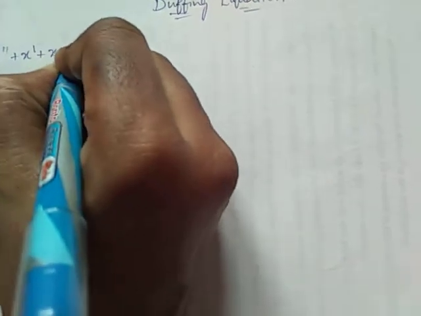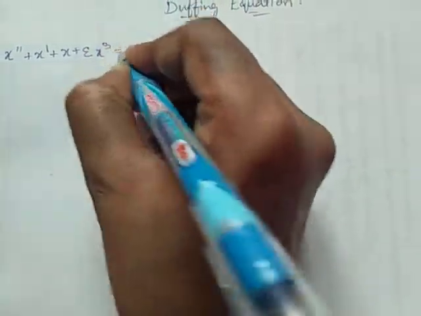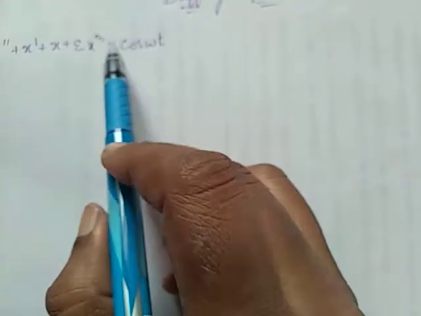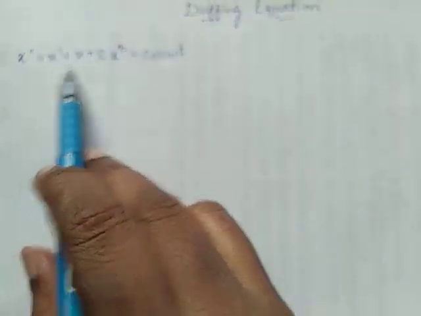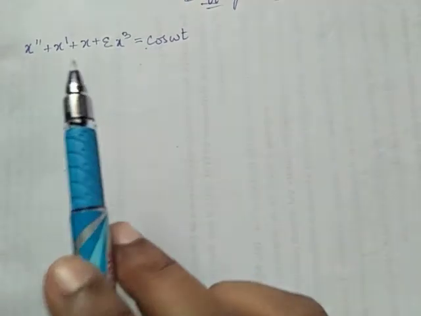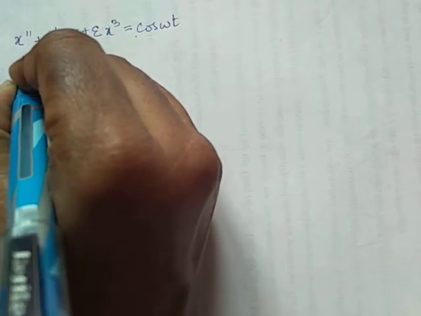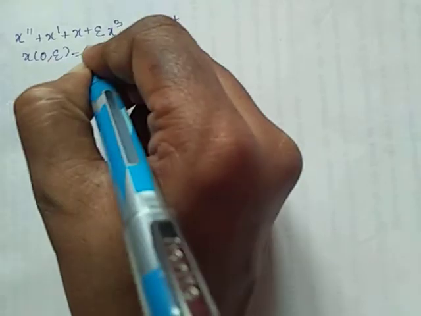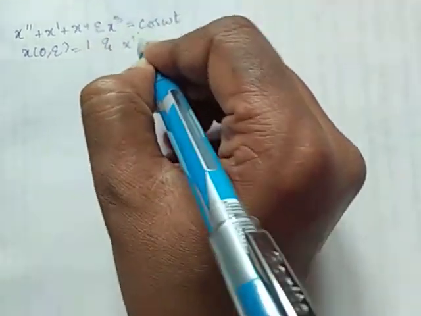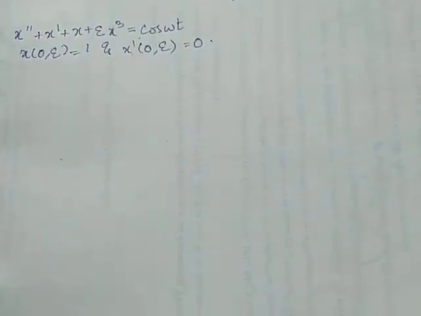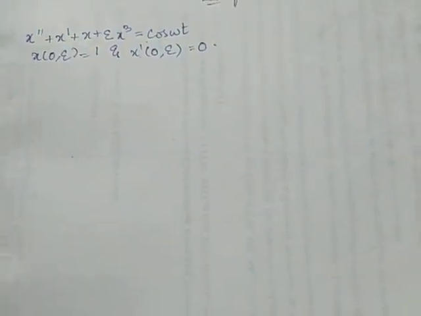Now I will consider the Duffing equation x double dash plus x plus epsilon x cube equal to cos omega t. Gamma becomes 1, delta is 1, alpha is also 1. We are going to find the solution for this Duffing equation subjected to the initial conditions x of 0 is 1 and x dash of 0 is 0.